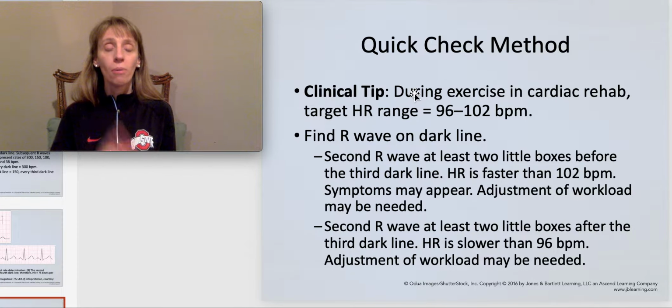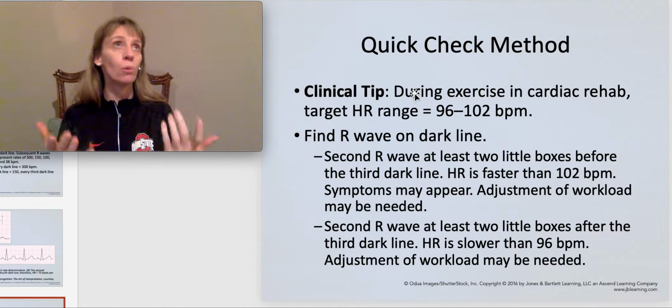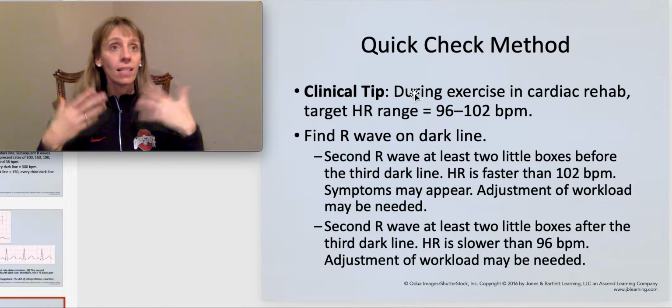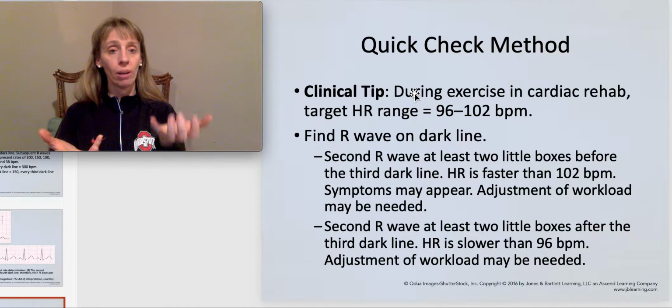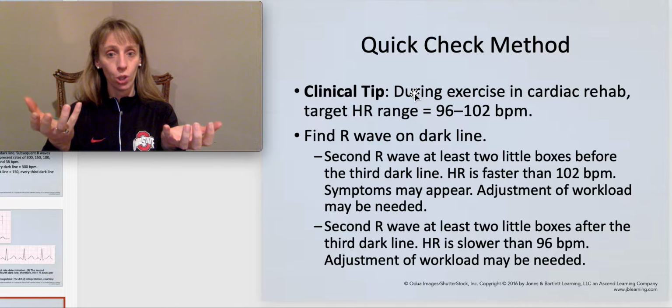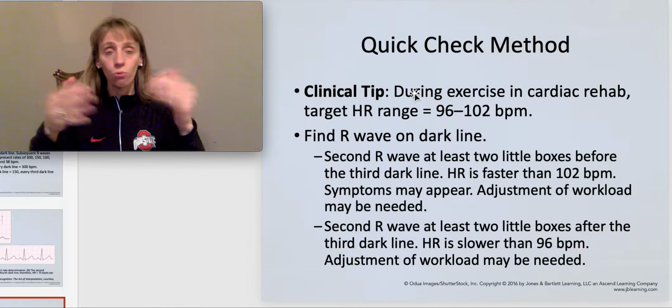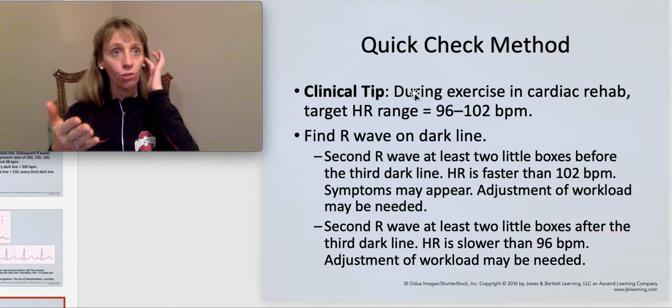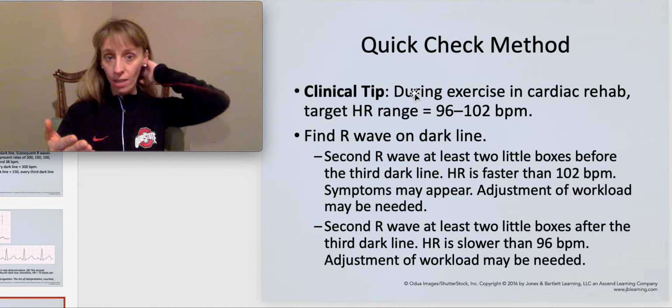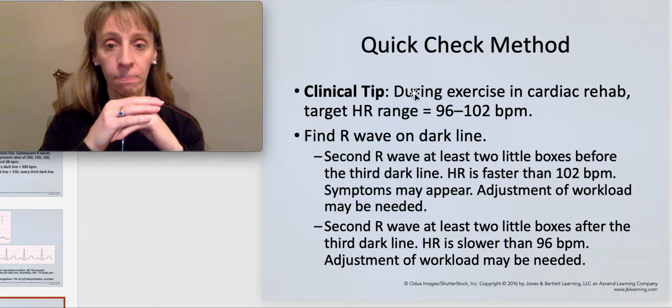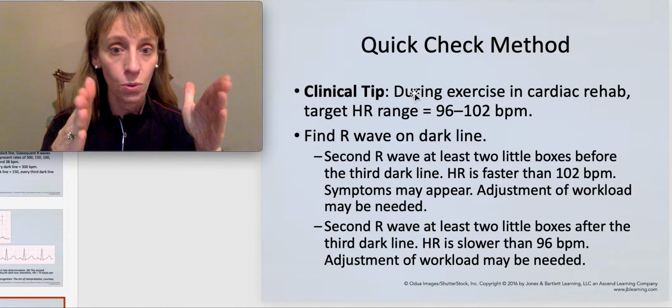Let me pause before I get into the 1500 method. This is the clinical tip. So during exercise, how would we use this? Let's say we prescribe a patient a heart rate between 96 and 102, and you realize that the machine is not calculating the heart rate very accurately. So we do this method of calculating using the dark line method.